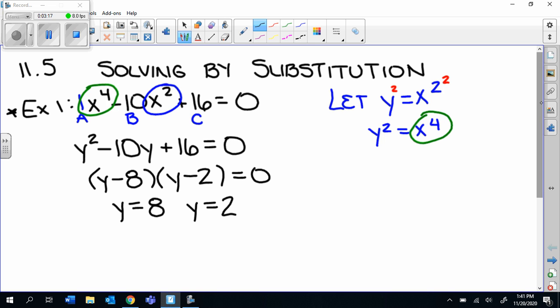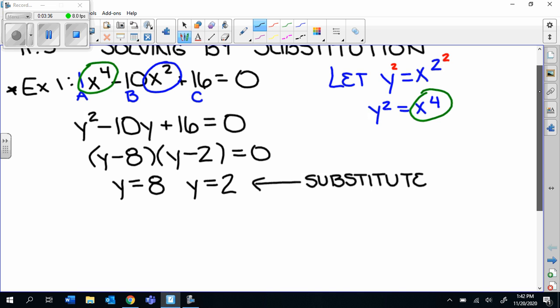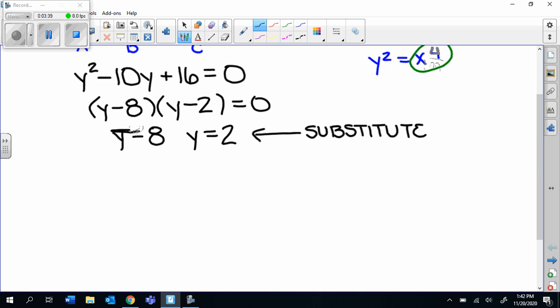And now once you get to that point where you have your new variable actually equaling a number, now we're going to substitute back. Replace the original variable you had going. So if you look up here, we had y equals x squared. So I'm going to say, okay, well, instead of this y, it's going to be x squared equals 8. And instead of this y, it's going to be x squared equals 2. And so now what we do is we solve for the initial variable, the original variable, which is what we wanted to do the whole time to begin with.